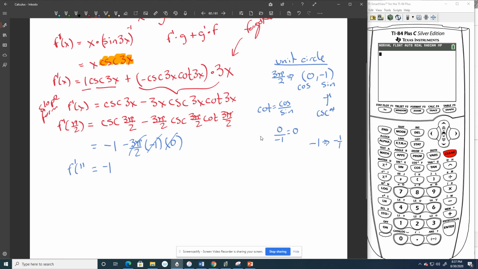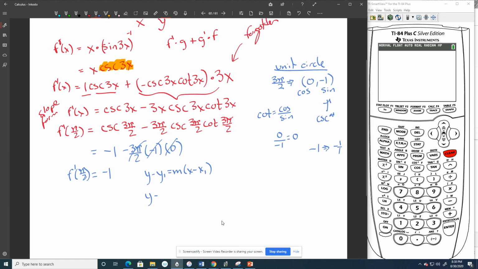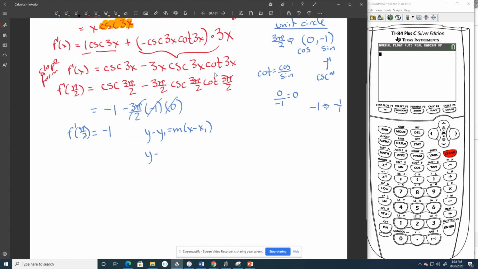So f prime at pi halves, my slope is -1. So now I can go ahead and plug everything into my y minus y1 equals m times x minus x1 formula. So I get y minus... oh, not -1, sorry. That's my y1. Where's our y1? Up here at the top, right? My y value is negative pi halves. So y minus negative pi halves equals my slope, -1, multiplied by x minus my x1, which was just pi halves. That's a great answer.